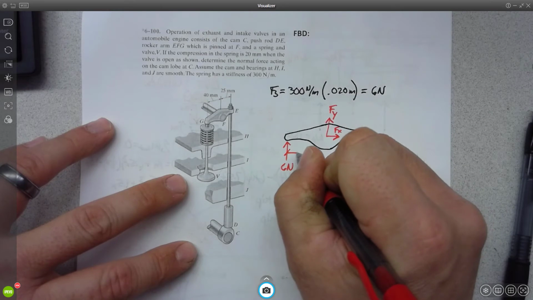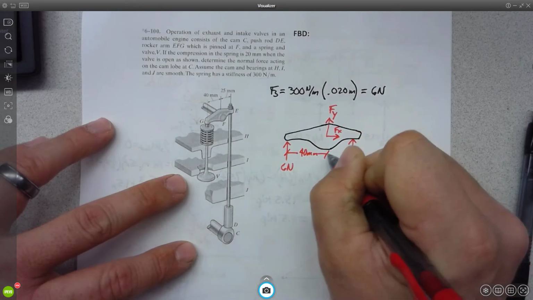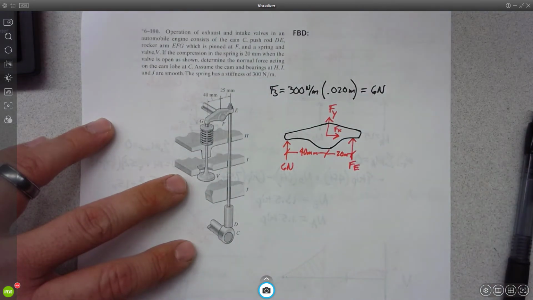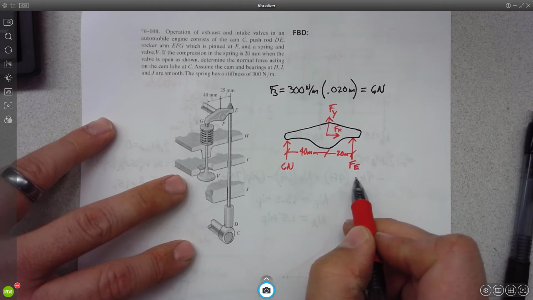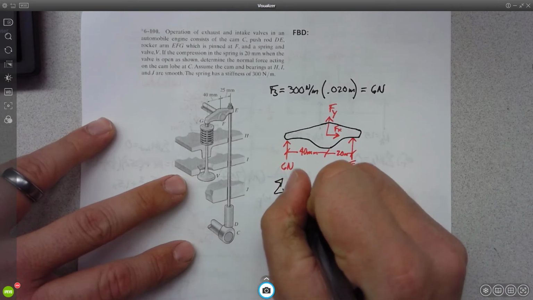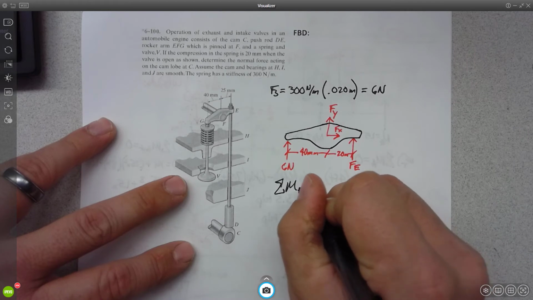This is a super easy problem, it seems like. 40 millimeters, 20. I need to figure out what FE is. What's the most direct way to do this? Yeah. Moment. Let's sum the moment about where, Brandon? F.